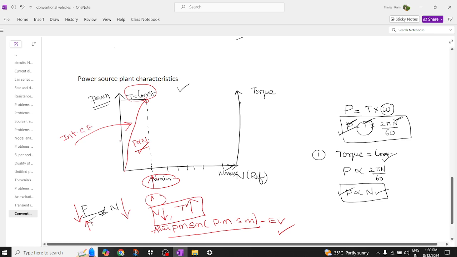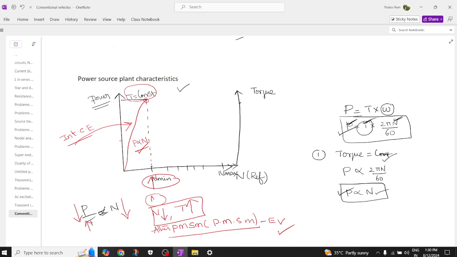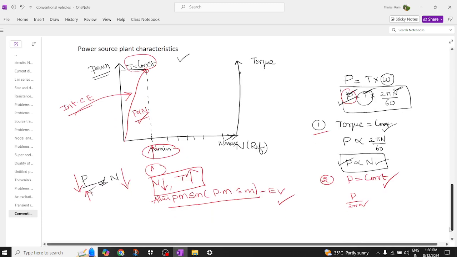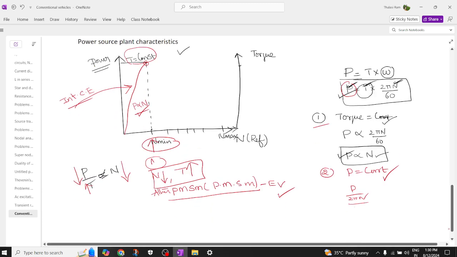Which is called ICE engines. So this is one part of the characteristics. Coming to the next part, this is the first step we assumed. Second, let us assume now that power is constant. From the above expression, if power is constant, you can write P by 2 pi n, into 60, is equal to torque.